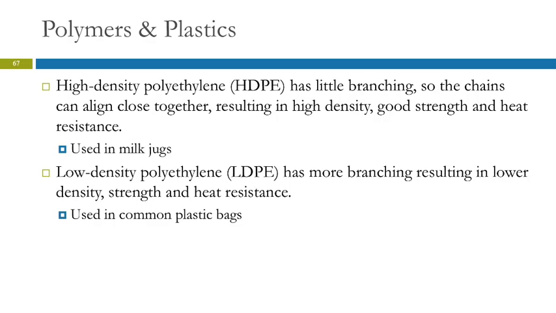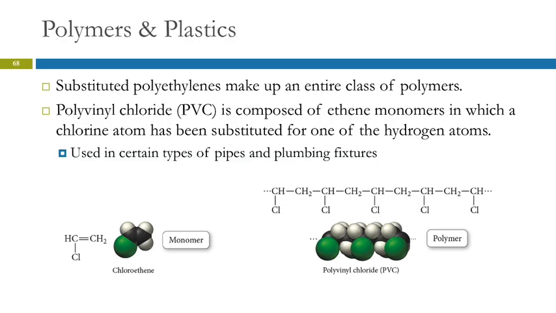We use high-density polyethylene a lot in milk jugs. Low density is used in the formerly common plastic bags, the single-use plastic bags that we have to pay for now. Actually, they don't even sell those to us. They sell us the nicer ones. No comment.